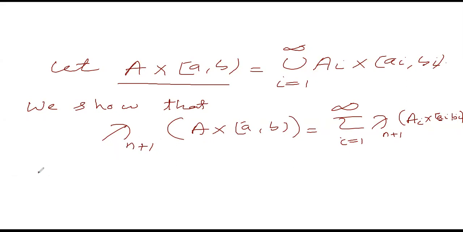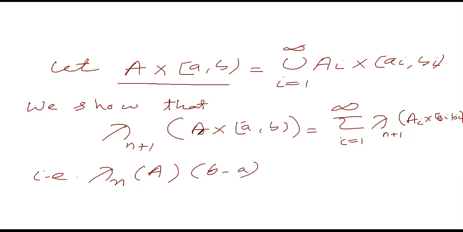And what is this actually? By definition it is the product of the lengths of the n plus 1 intervals. So it's the product of the lengths of n intervals times the length of the n plus 1th. That is actually lambda n of A, because lambda n of A is the product of the lengths of these n intervals. So this is lambda n of A times the length b minus a. We need to show this.